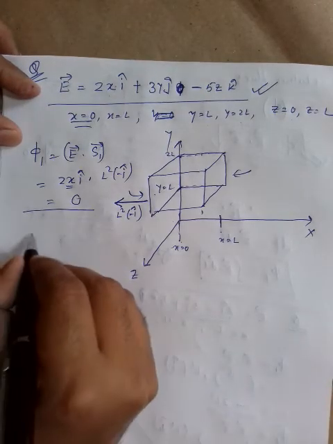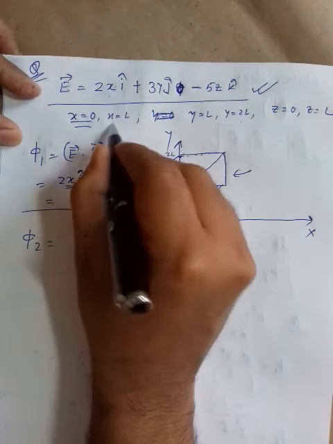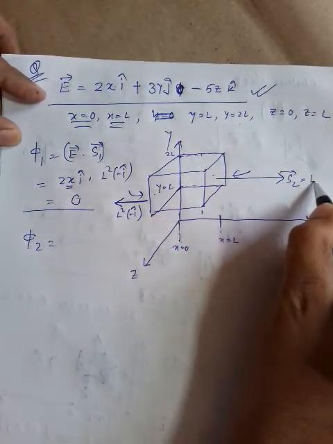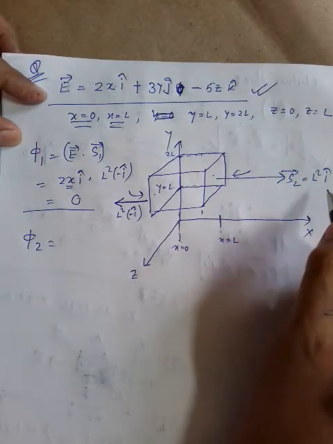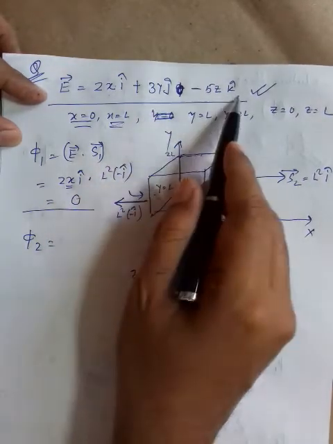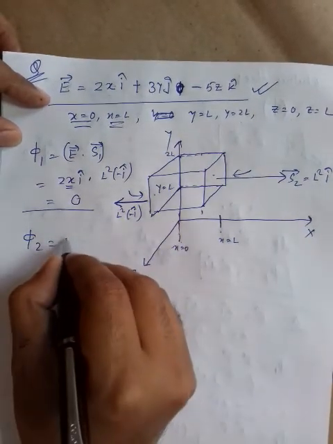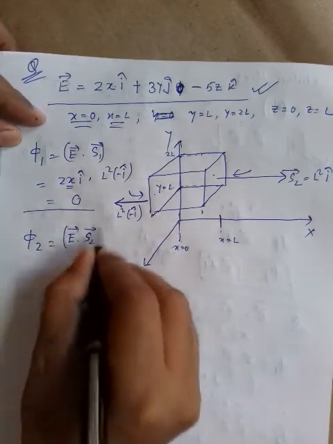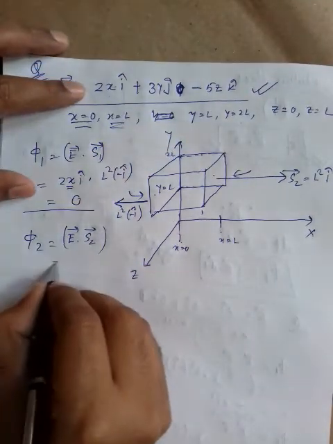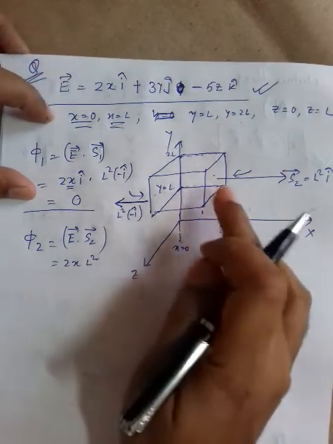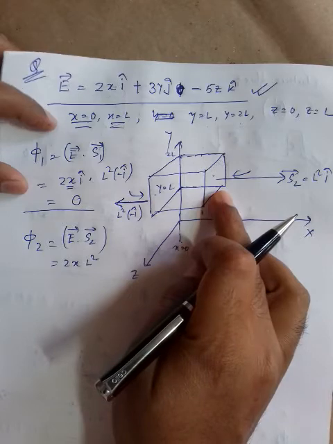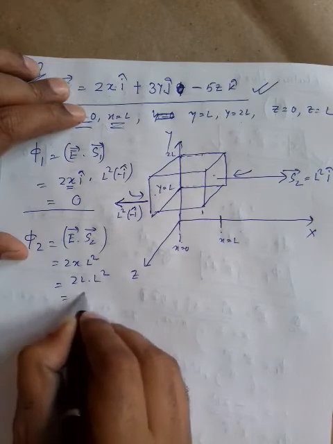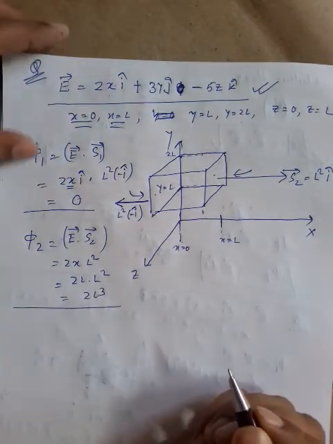I hope that's clear. Flux on the second surface I want to measure. Second surface meaning x equal to L. So this surface, the area is like this, S2. The area will be L square i cap. As i cap is present, the j and k dot products will give us 0. So the electric field with the second surface, I want to do the dot product. After you put the value, j and k cancel, it is 2x L square. In this surface, what is x? L. So it becomes 2L into L square, so it is 2L cube. This is the flux of the second surface.